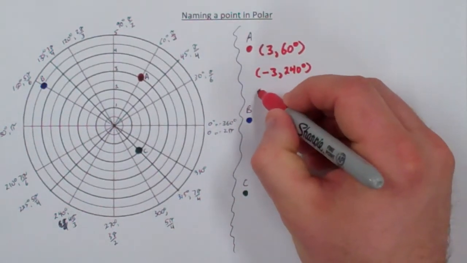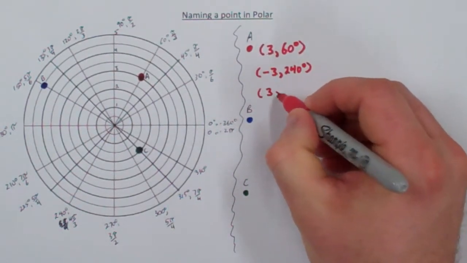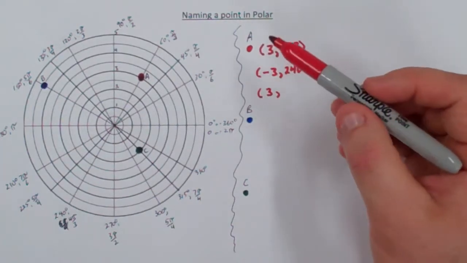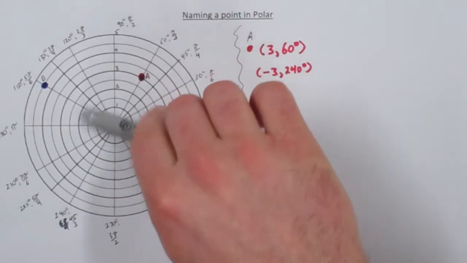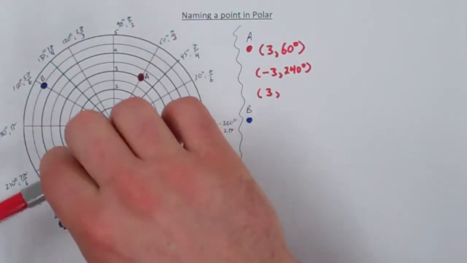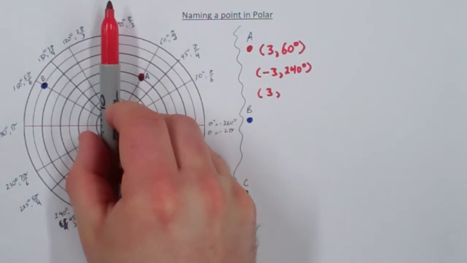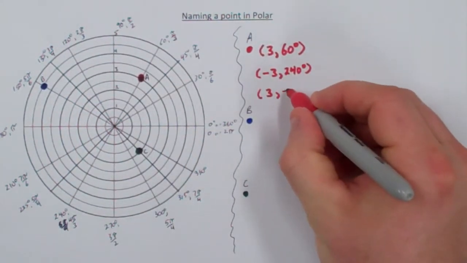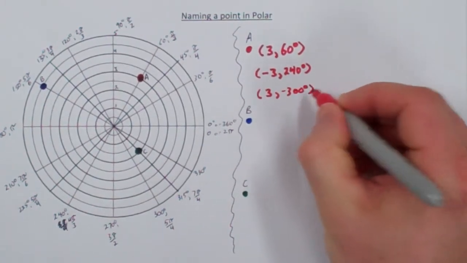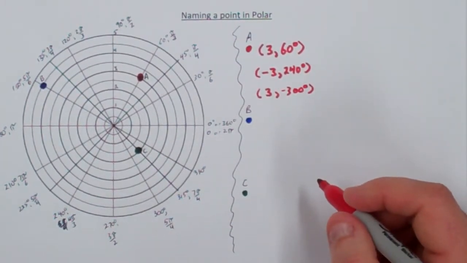One other thing I'll mention to you is using a positive radius, but using a negative angle. So instead of rotating in the counterclockwise direction, we could rotate in the clockwise direction. So this would be 90, 180, 270, and then another 30, which would be negative 300. So you could actually name this point as 3 comma negative 300.